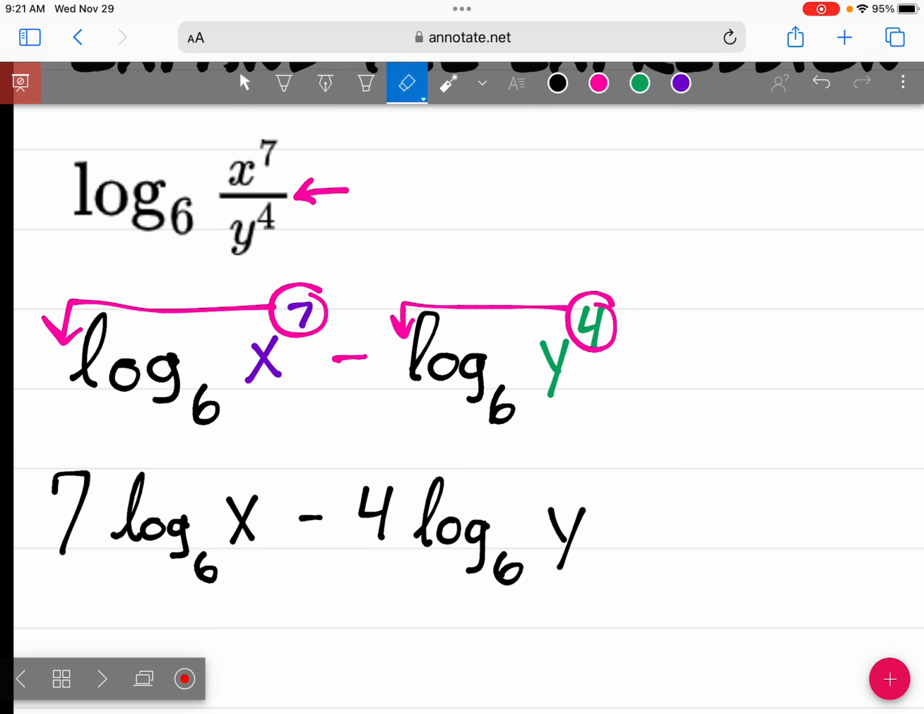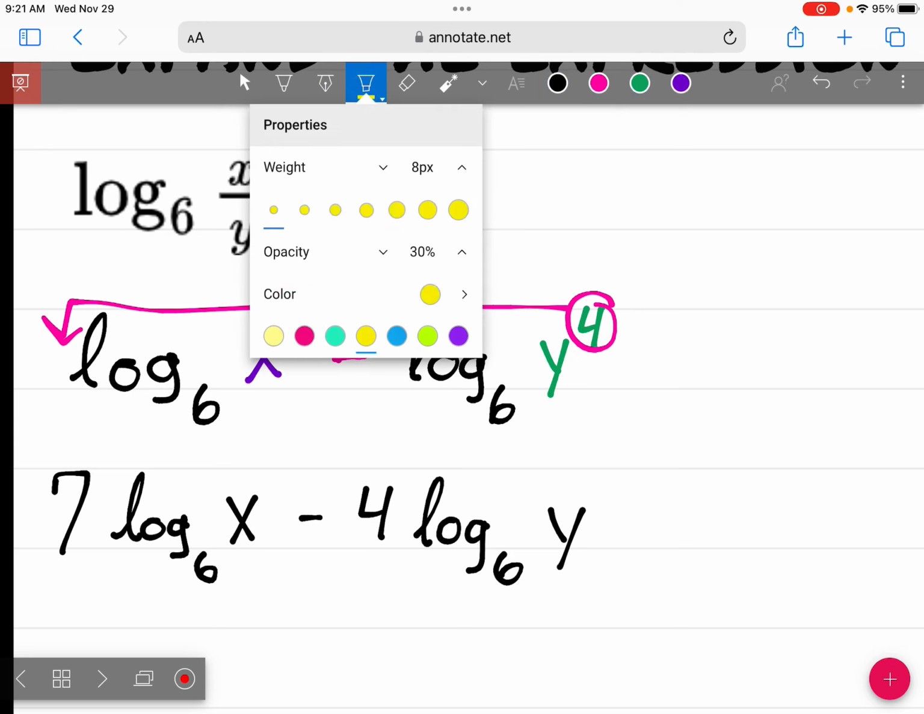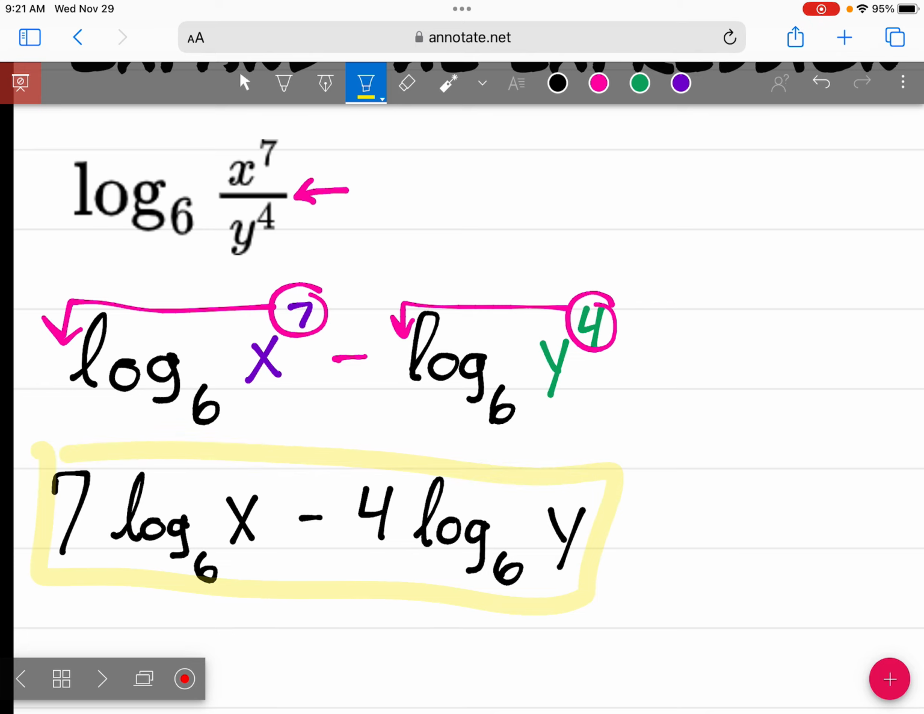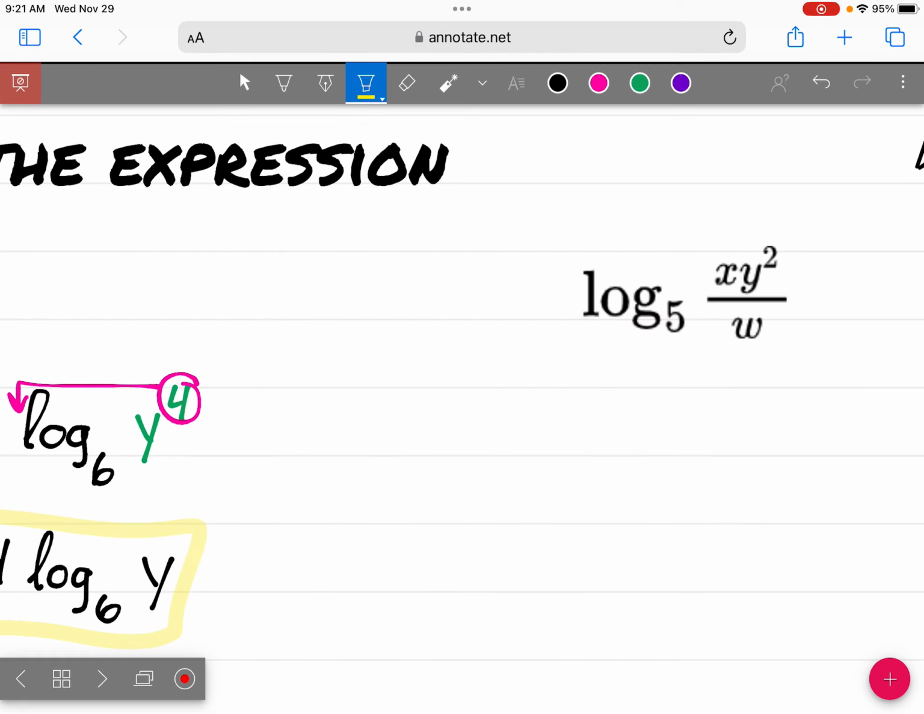That's our fully expanded form. Just so we're clear. There's nothing else I can do to expand that.